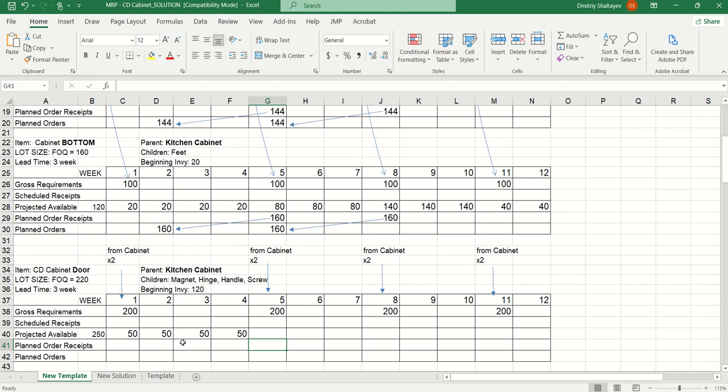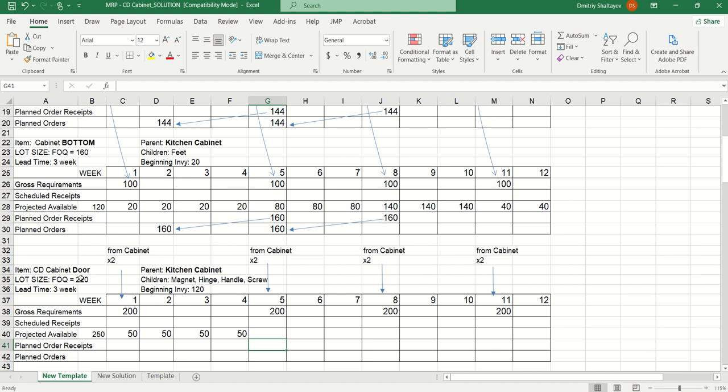Here, for simplicity, we're assuming that the right door and the left door you can just flip and use on the right and on the left side. It's the same, right? That's for simplicity. But in a more complicated example, right doors and left doors are not the same, so they have to have their own separate MRP records. Just a technical comment.